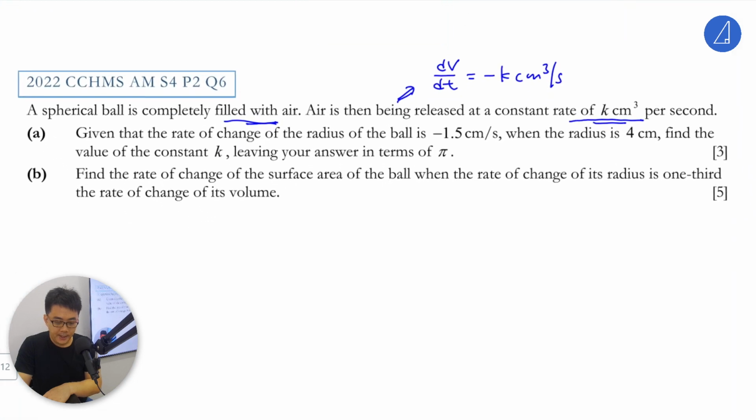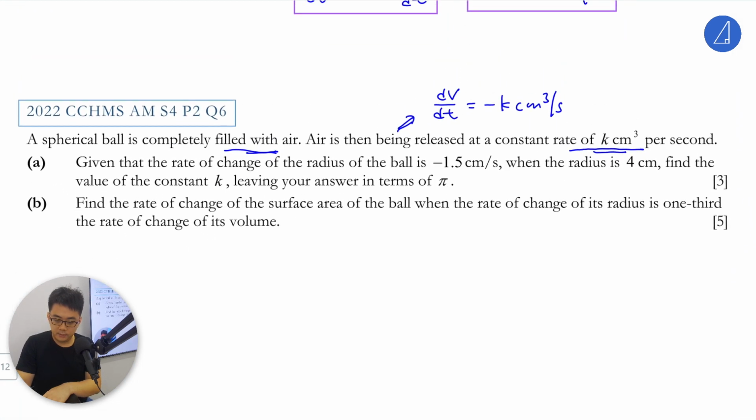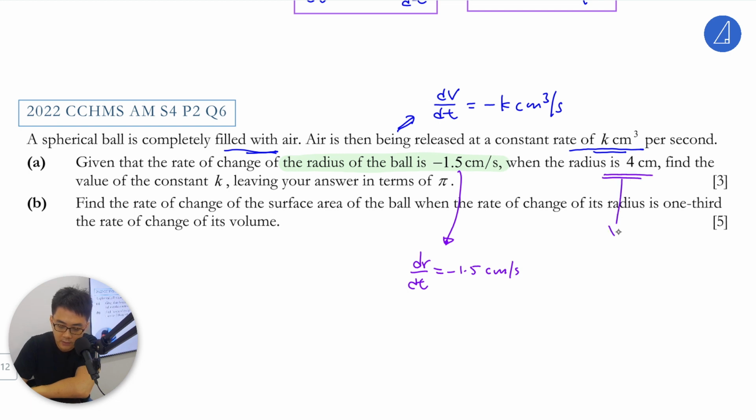Given that the rate of change of radius of the ball is this, write this down also. Just write all the things that you have. So dr/dt is minus 1.5 cm per second, when the radius r equals 4. Find the value of k, leaving your answer in terms of pi.